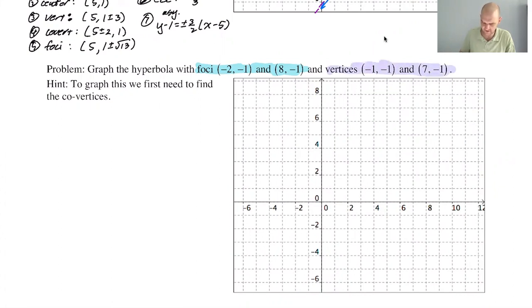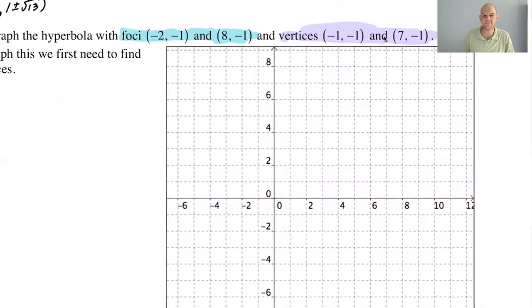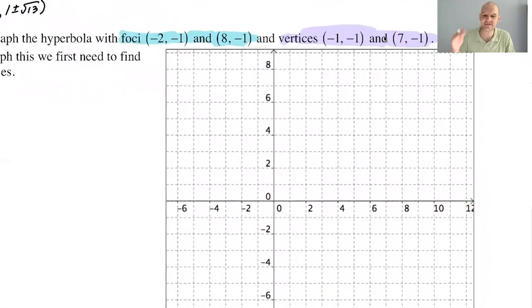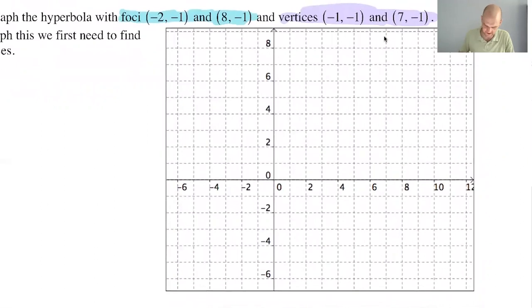Our foci are -2, -1, and 8, -1. Then our vertices are -1, -1, and 7, -1. There are too many -1s in this, but I guess that's just what happens. It's because we have the vertices and the foci, right? They're on the same horizontal line at -1. That makes sense.